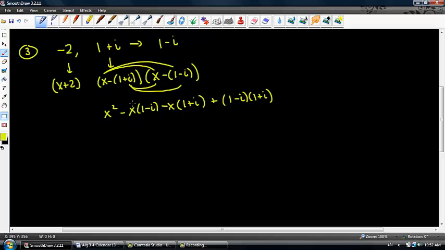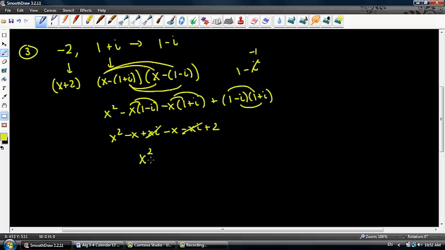Let's go ahead and distribute in. I get negative x plus xi, negative x minus xi from this side. X squared comes along, and I get 1 minus i squared. So 1 minus i squared. I squared is negative 1, so 1 plus 1 is 2. Those are out of there. X squared minus 2x plus 2 being multiplied by x plus 2.